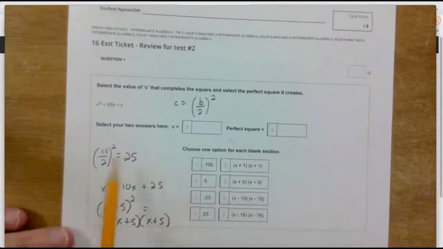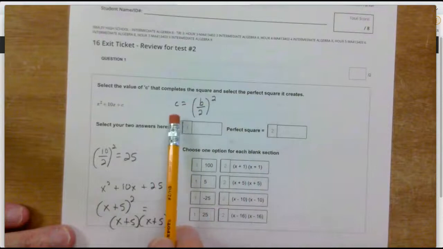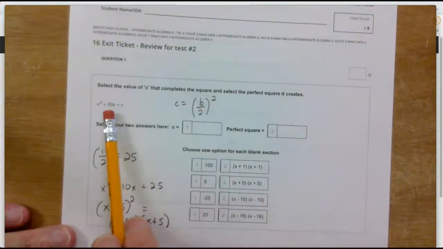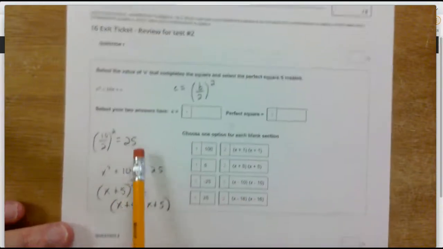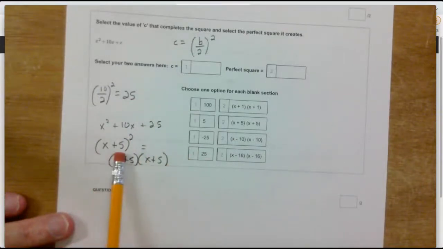Okay, guys, for problem number 1, you have to find the value of c that completes the square. Again, c is half of b, squared. So b here is 10. Half of 10 is 5. 5 times 5 is 25. All right, so the square looks like x plus 5 squared. But guys, I had trouble writing it in here, so I wrote it as x plus 5, x plus 5. It's the same thing.